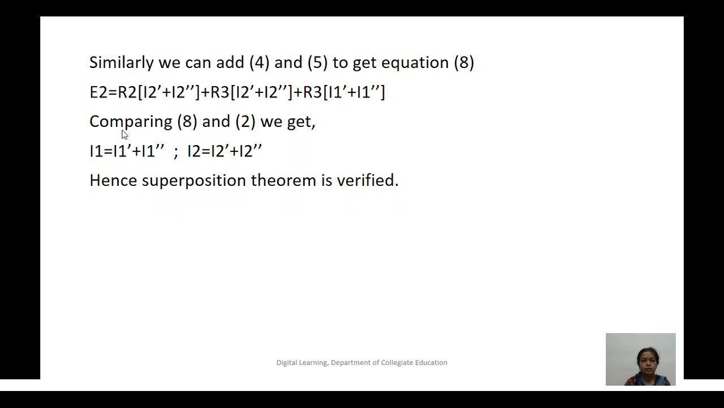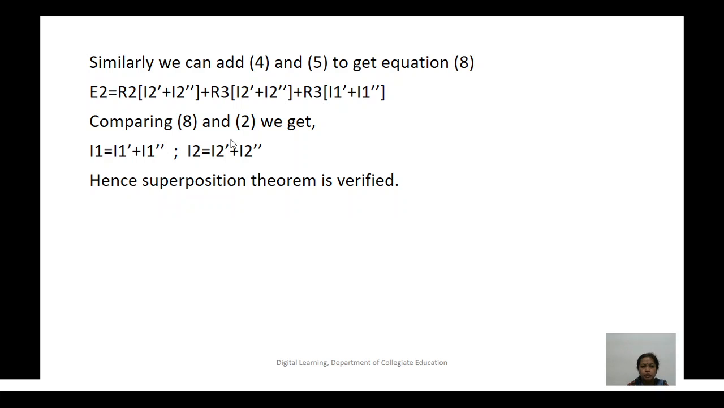So I1 dash is the current that you get when you have single source E1. I1 double dash is the current when we have the second source. So I1 is the current when both the sources are there. So I1 dash plus I1 double dash is I1.